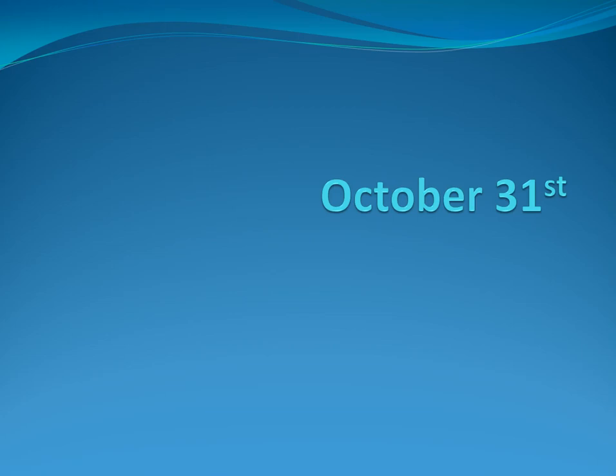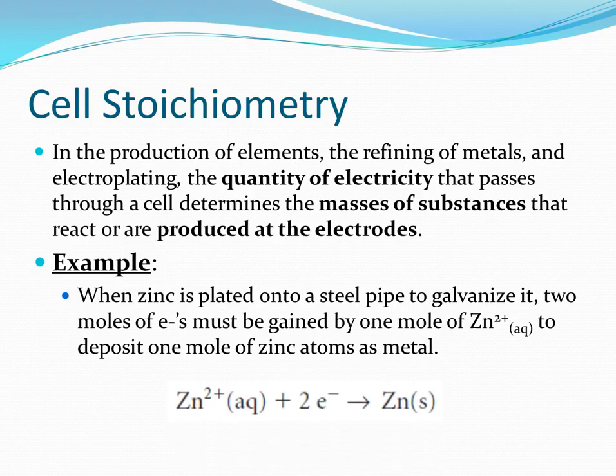Today's lesson will explain how stoichiometry can be used to predict the amount of reactants used up and products produced in electrochemical cells. In electrolytic cells, the amount of electricity used determines the amounts of substances that react and the amounts of the substances that are produced at electrodes.